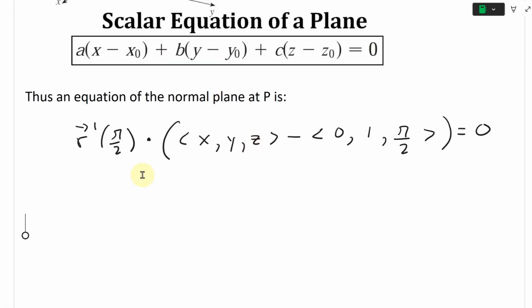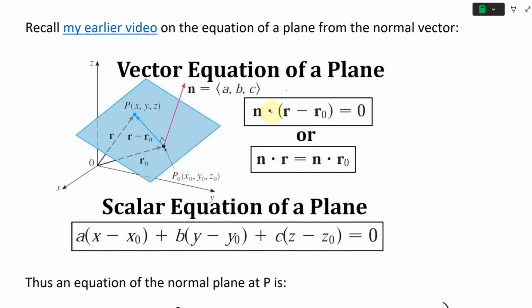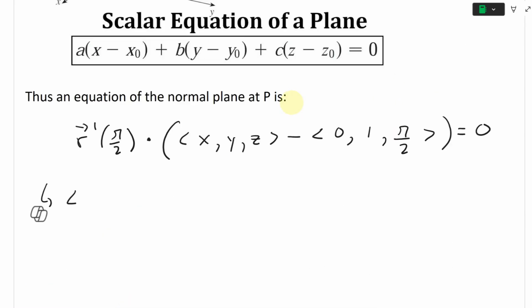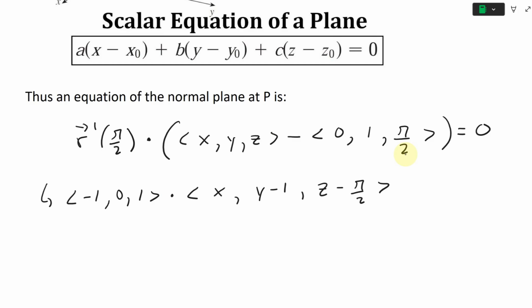Now if you take the dot product, expand this out and simplify. This one right here, we already know is -1, 0, 1. And then dot, we're going to have x minus 0, which is just x. So y minus 1, and then z minus pi over 2. This equals 0.